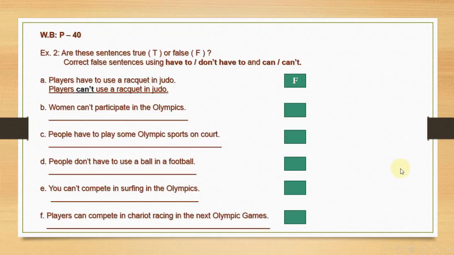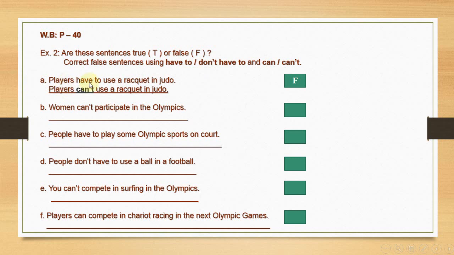Now we need to move to workbook page 40, exercise 2. Are these sentences true or false? Correct the false sentences. We will use the rule we talked about before: have to, don't have to, can, can't. When we correct the sentences we will use these. The first one is already answered.